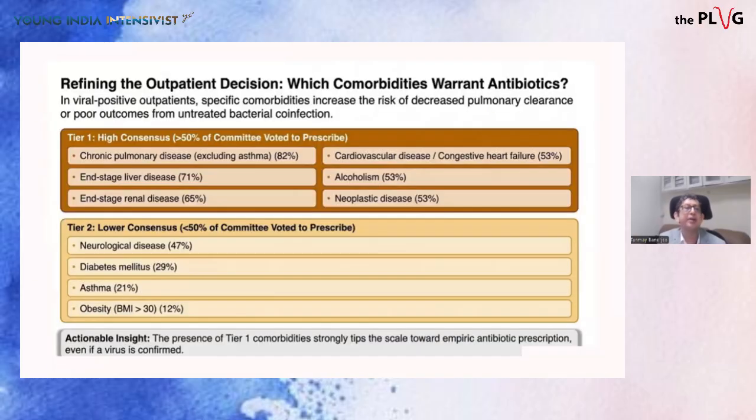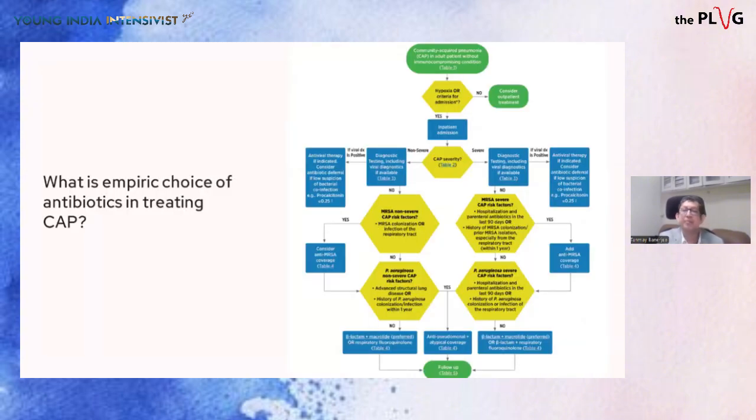So skip the treatment part, but I'd like to mention that you have to think about comorbidities when you are deciding whether you will give antibiotics or what kind of antibiotics you're giving. So diabetes type 1 with high consensus where there is more than 50%. Well, there was a meta-analysis, and there was a meeting and voting. COPD, end-stage liver disease, end-stage renal disease, cardiovascular comorbidities, alcoholism, neoplastic diseases. Think about broader antibiotics maybe, and even if you're suspecting viral infections, you might need to consider giving antibiotics because you have to think about staph infection after influenza or other viral infections. I'm not going into treatment.